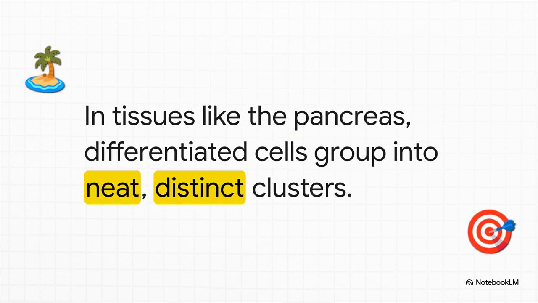In some tissues, like, say, the adult pancreas, the data was just beautiful. The cells formed these neat, separate little islands on a graph. You could literally point and say, okay, that's a cluster of beta cells, and right over there, that's a cluster of alpha cells. It was simple, clear, and easy to classify.